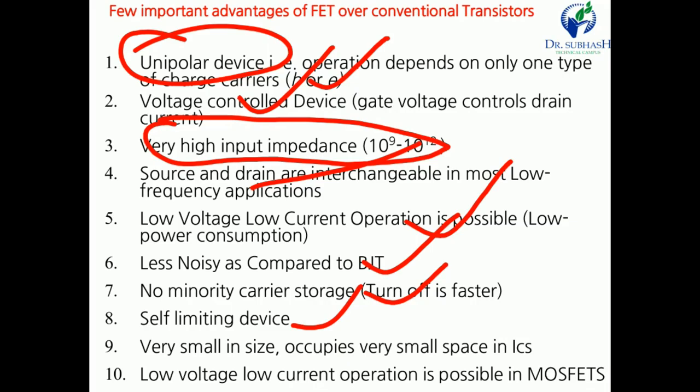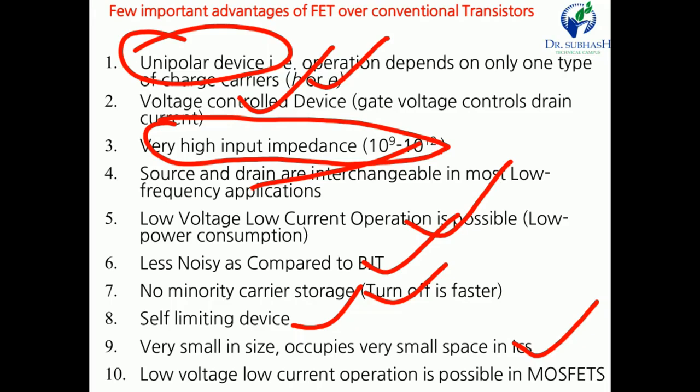Then ninth, very small in size, occupying very small space in IC. If we talk about the total instrument size, then individual components should be very small. If we design very small individual components, then our instrument becomes very small. So it occupies very small space in IC. If you want to design an integrated circuit, then FET is more suitable than the BJT. Then number 10, low voltage, low current operation is possible in MOSFET.